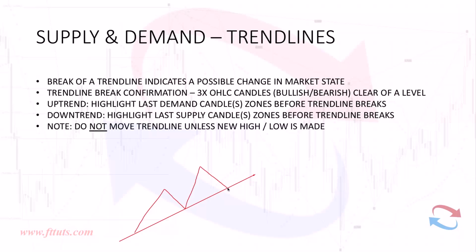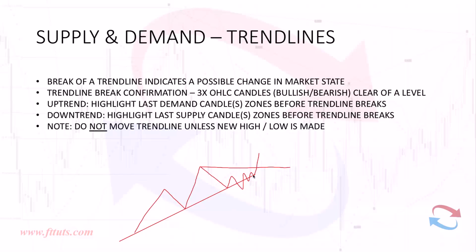Now what you might have is a move like this, and then a move like this, where we don't get 3 candles, right? We get maybe 2 candles or 1 candle, and then we come back above and we kind of mess about around this level, right? We shouldn't move this trend line unless a new high is made, because this is the new high, right?